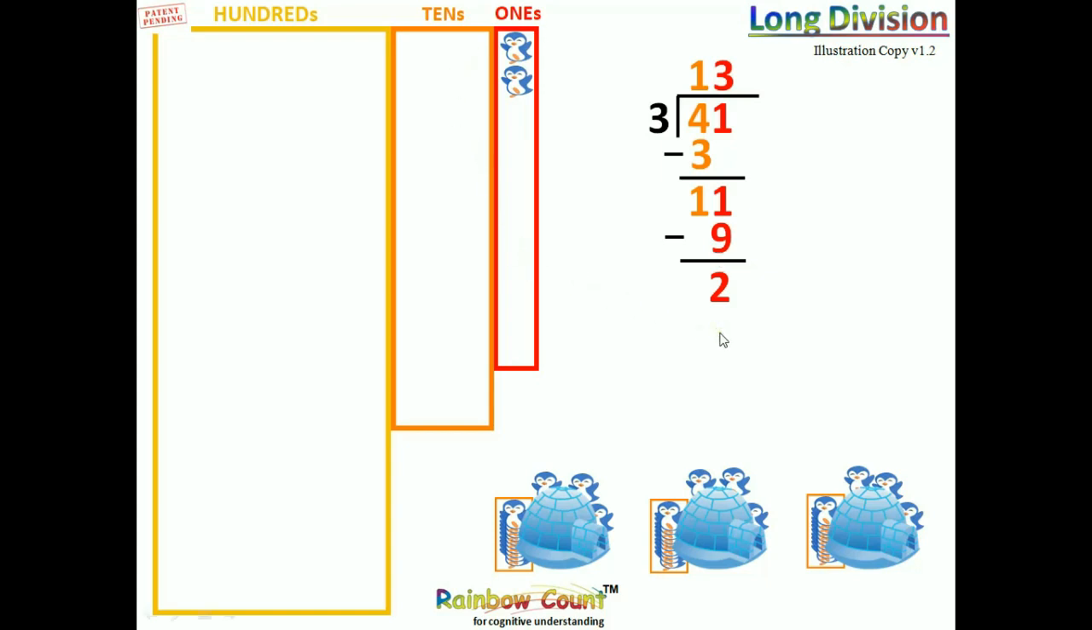So, 41 divided by 3 is 13, remainder 2. 2 cold and lonely penguins.